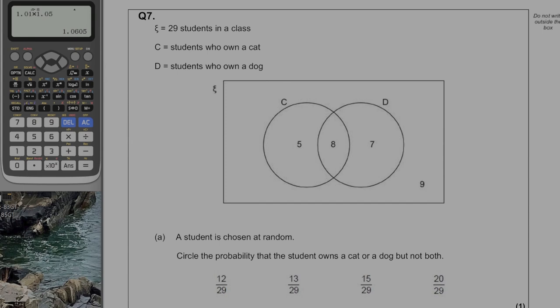Right, question 7. The universal set is 29 students in a class. C is students who own a cat. D is students who own a dog. A student is chosen at random. Circle the probability that the student owns a cat or a dog, but not both. So that's that one and that one. So that's going to be 12 out of the 29. So we're looking for 12 out of 29.